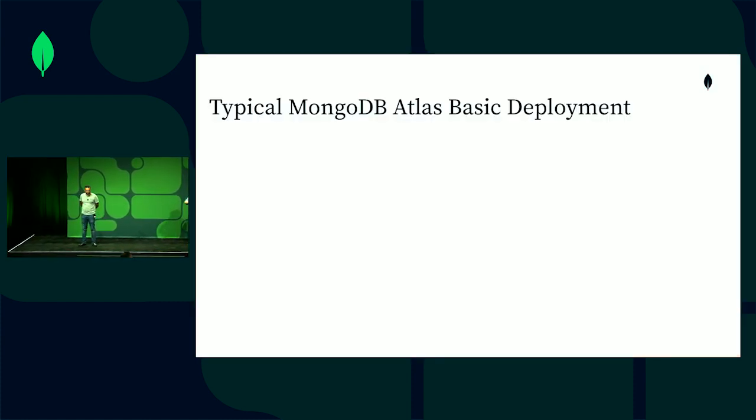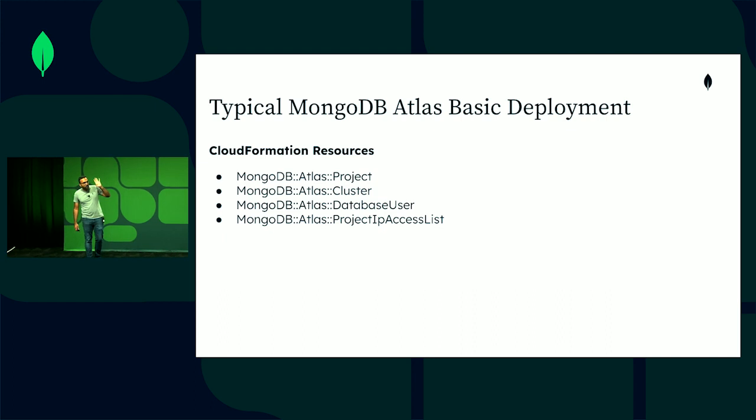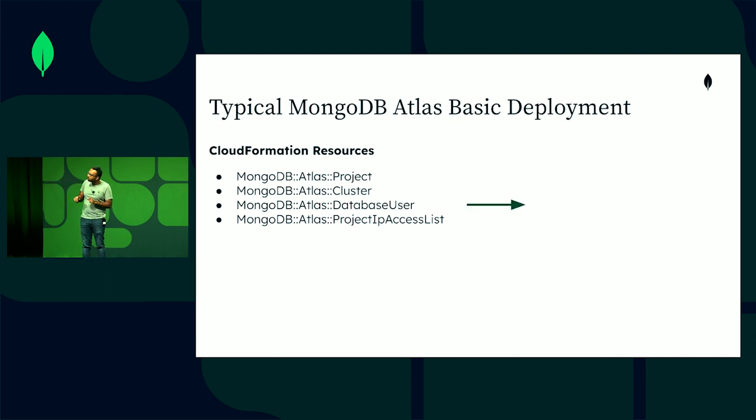Right, so just to get started, let's talk about a typical Atlas deployment. You're usually going to have 4 MongoDB Atlas resources in almost all instances. One is a project, a cluster, a database user, and a project IP access list. The fundamentals are really important to get right. So you can think about them as like the core building blocks, and you have to do it again and again and again.